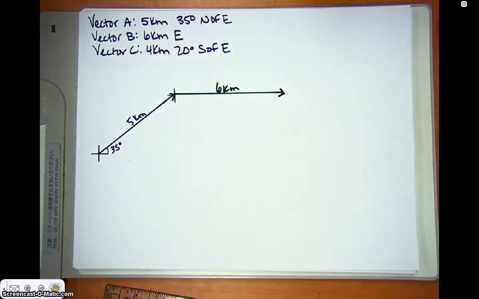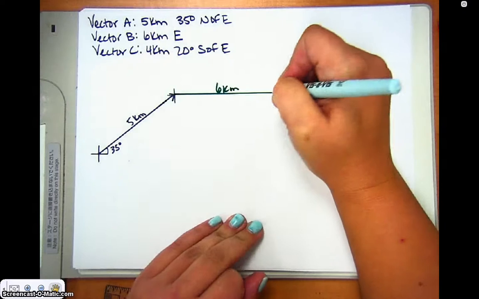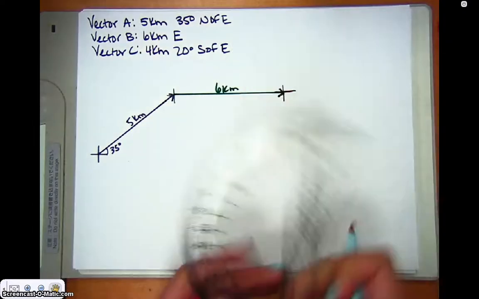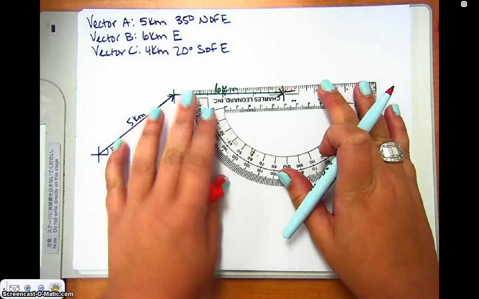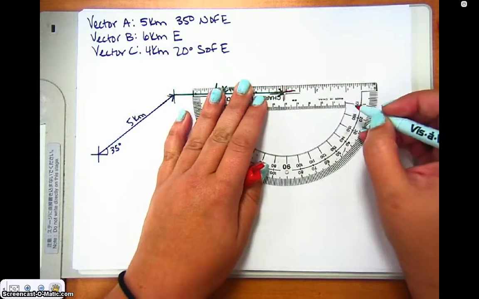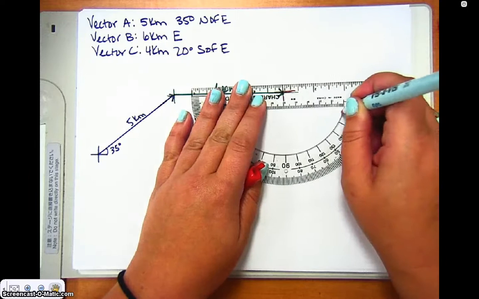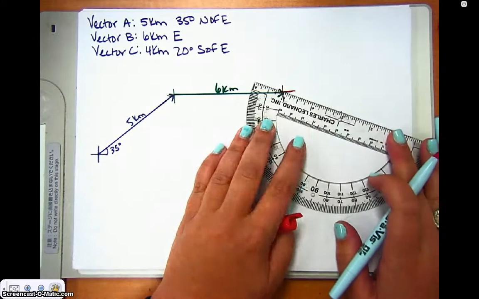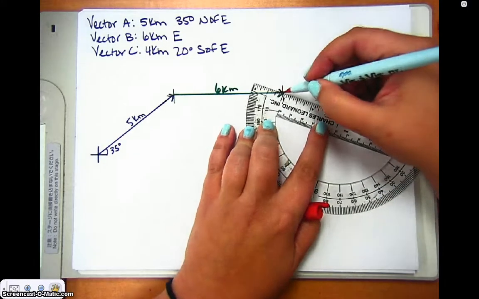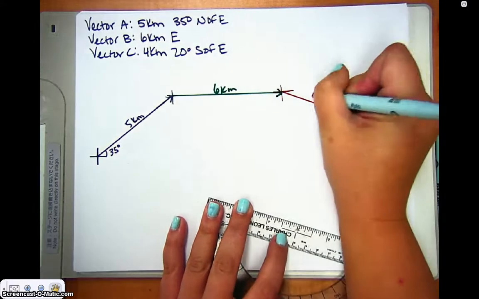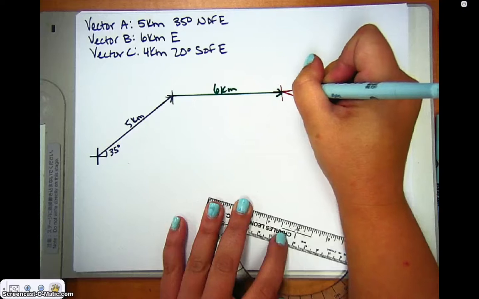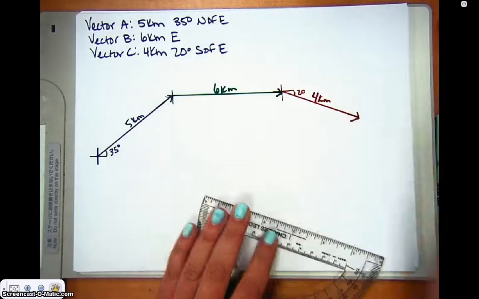And then my third vector is going to be 4 kilometers, 20 degrees south of east. So if I draw a new little coordinate system here, and it's going to be south of east, so that would be below the east axis. So I'm actually going to turn my protractor over like this and sort of mark that 20 degrees is about right here. And it's supposed to be 4 kilometers, so I'll make it a little bit shorter than the first one, roughly that. And this is 20 degrees there.